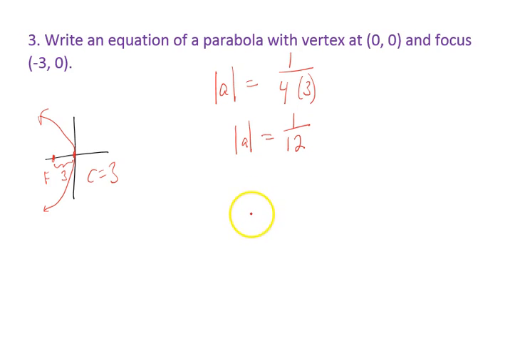And now I want to think about making my equation. Well, as I mentioned, parabolas that face to the left are x equals y squareds, and they end up negative. So that tells me that A is actually -1/12. And my equation is not y. It is x equals -1/12 y squared.